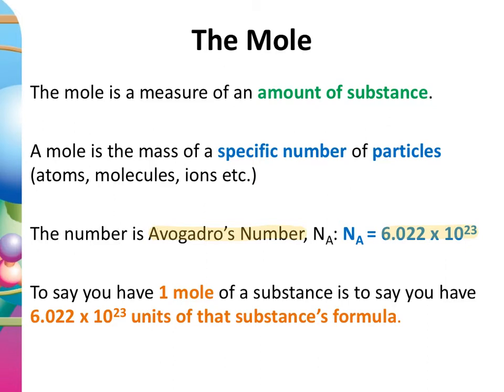The history of the universe is in the order of 10 to the 17 seconds, and here we're talking about a number that is 10 to the 23. So Avogadro's number is fundamental to the concept of the mole. And so if we say that we have a mole of a substance, then we're saying that we have this 6.022 times 10 to the 23 units of that substance's formula.